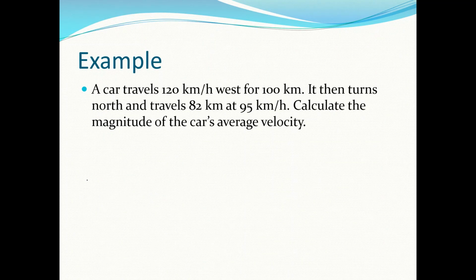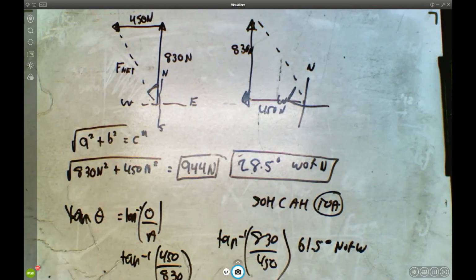So let's do one last example. A car travels 120 kilometers per hour west for 100 kilometers. It then turns north and travels 82 kilometers at 95 kilometers an hour. Calculate the magnitude of the car's average velocity. Okay, let's do that.